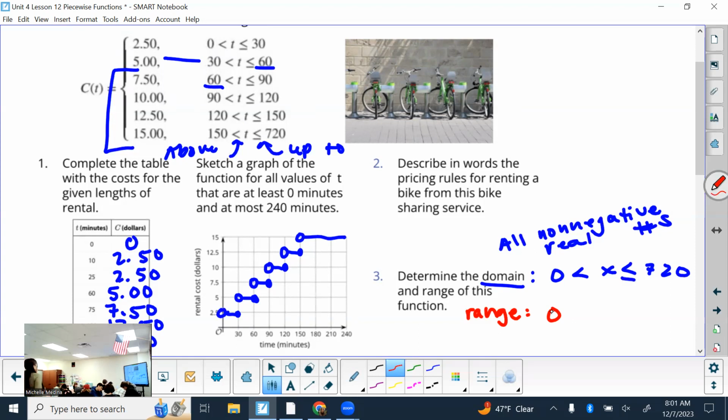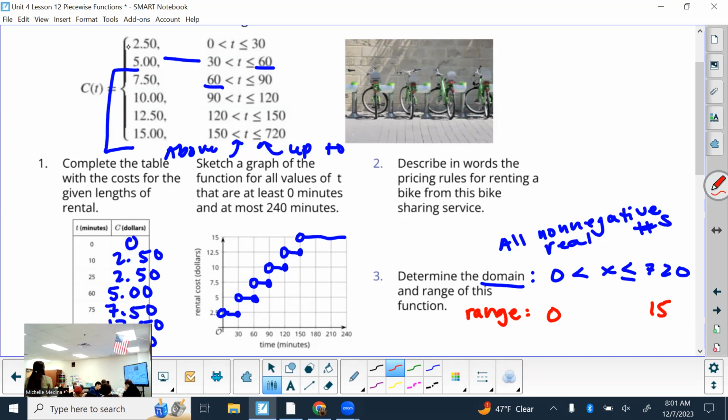And then what's my highest y value that I can have? 15. So these are their prices. And is it everything in between? So could they charge, say, $1, $2?